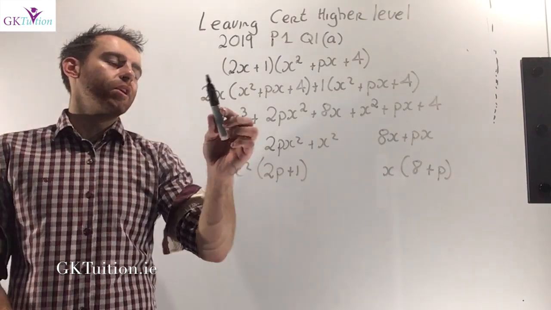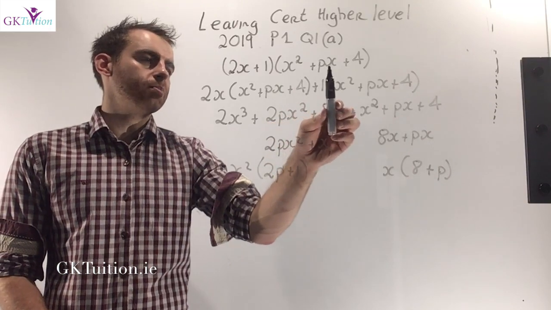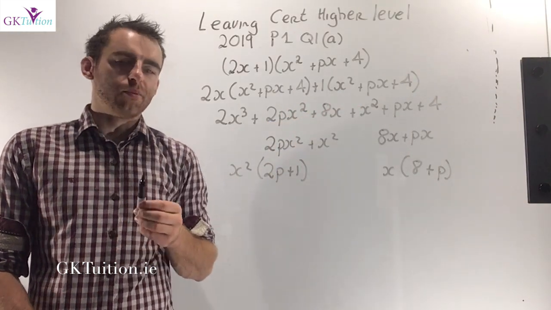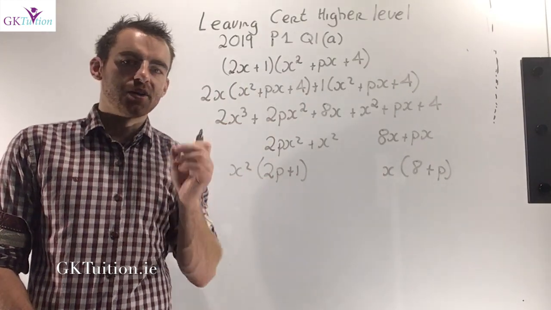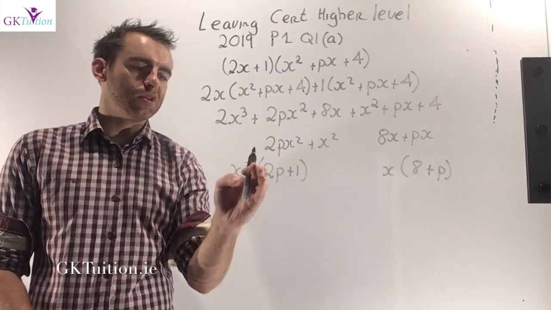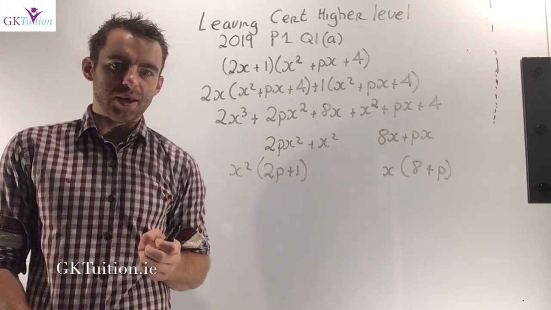In this question we're given two brackets, the first one 2x plus 1, the second one x squared plus px plus 4. And we're told that the coefficient of x in the expansion of these brackets is twice as big as the coefficient of x squared. And with that in mind, we're asked to find the value of p.